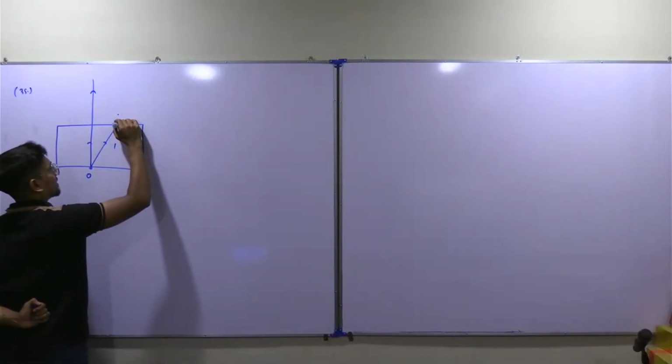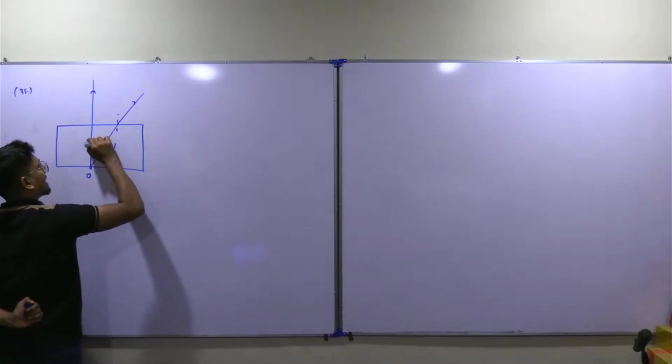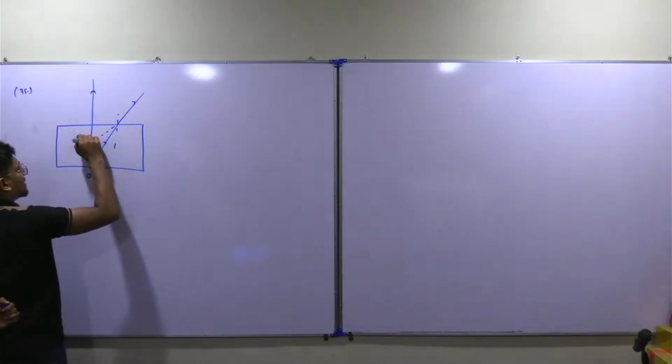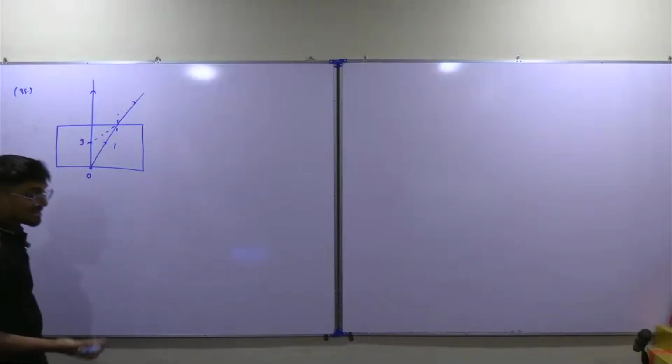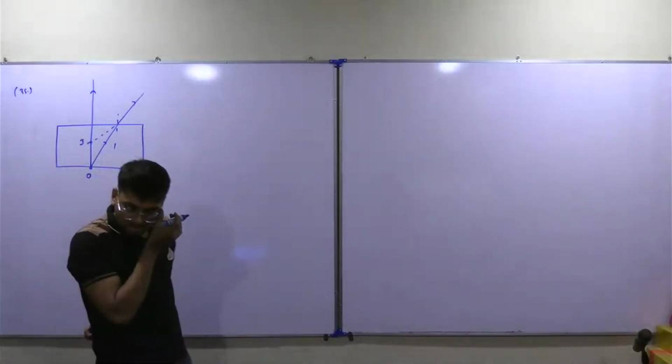This will be traveling away from the normal. Image will be formed somewhere there. Can you remember? There is an apparent shift.